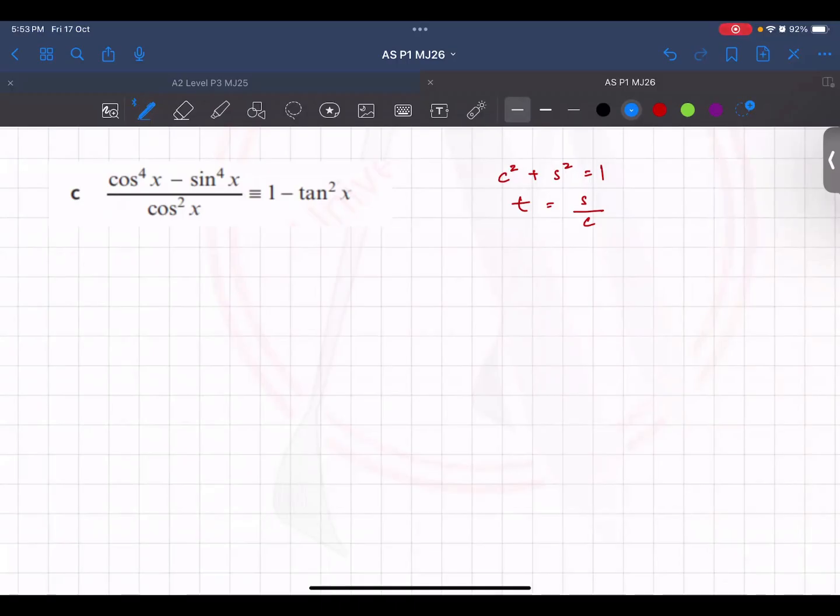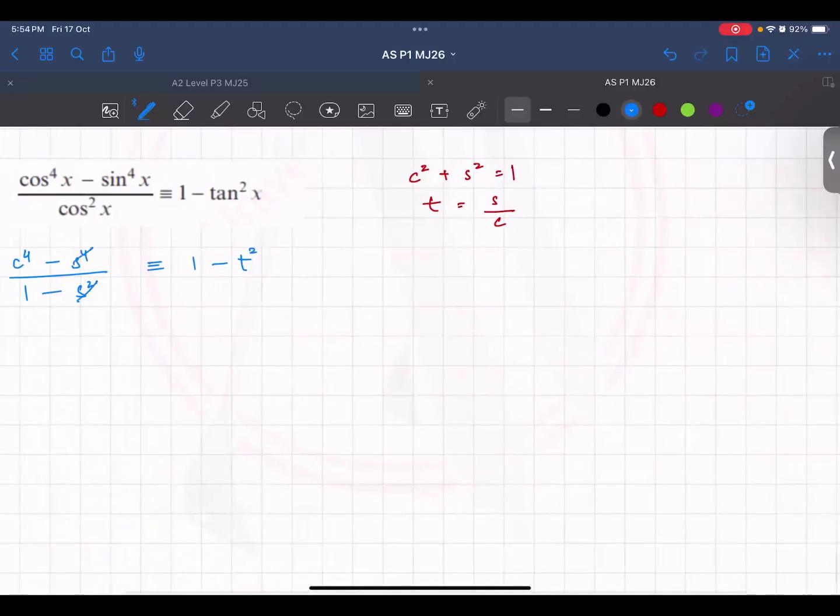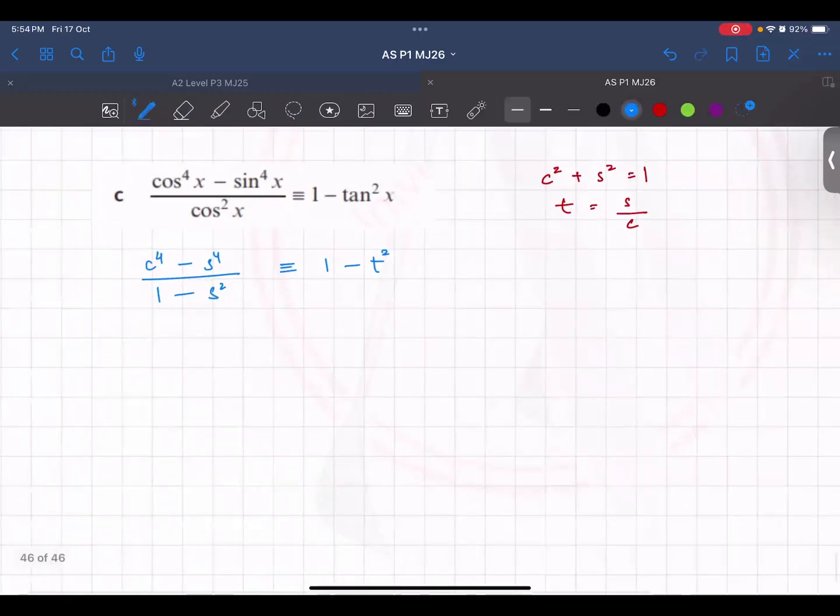Sir, cos square x, sin square x. Cos square x, you can write it as 1 minus sin square x. Okay, so cos 4 minus sine 4 upon 1 minus sine square. What next? What can you do more? You cannot cancel out this sine square with sine 4, okay? So you cannot cancel out things in between. You have to take them common out and then see.